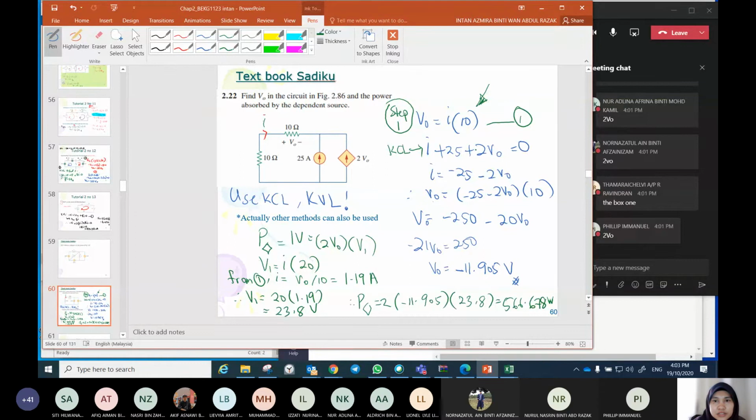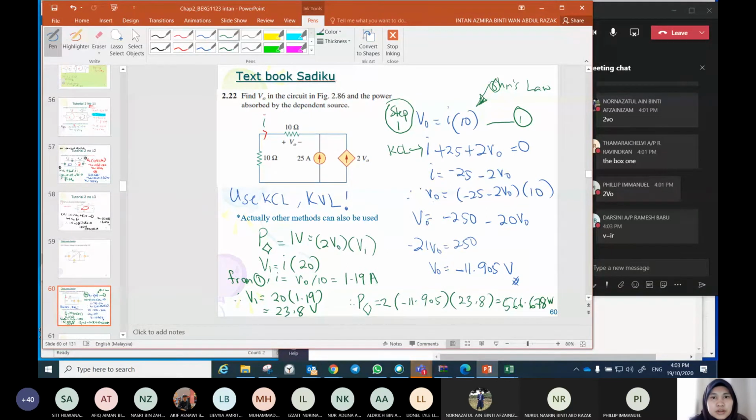This is the equation of KCL. How about this? That looks like V equals IR, so it is Ohm's law. This is Ohm's law. This is KCL.